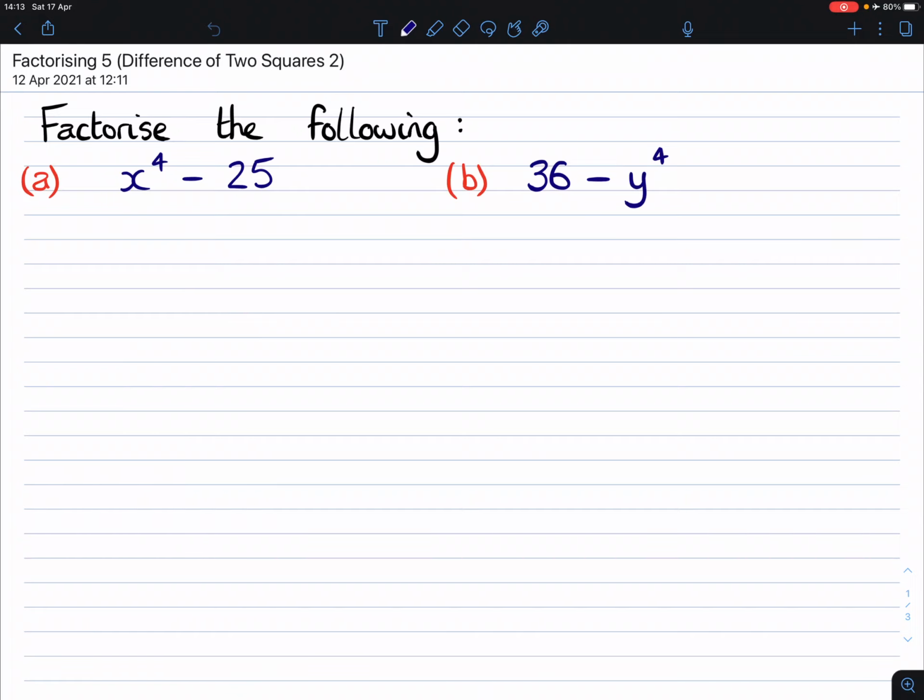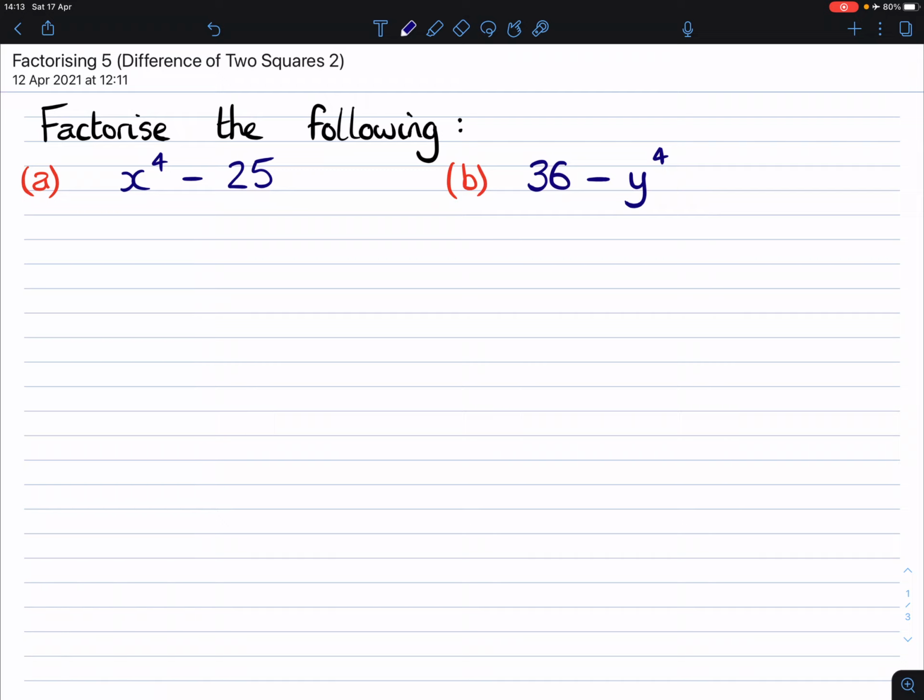Factorize the following. x to the power of 4 take away 25. Now there are no numbers here other than 1, and there are no letter terms in this, so there's nothing in common. There are two terms with a takeaway sum in between, meaning we have a difference of 2 squares.